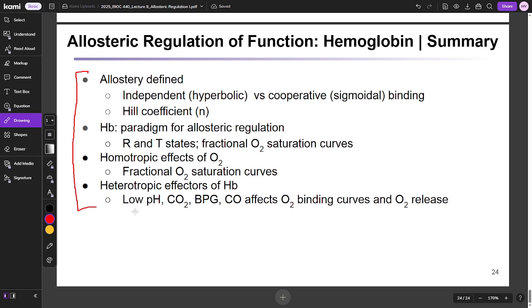You can make multiple choice questions, some very simple ones like, does this stabilize the T state or does it stabilize the R state? If you look at my exam review, there was a question about hydrogen ions: does it stabilize the T state or the R state, and how does that affect O2 dissociation? So just make sure you're studying these and keeping these in mind.